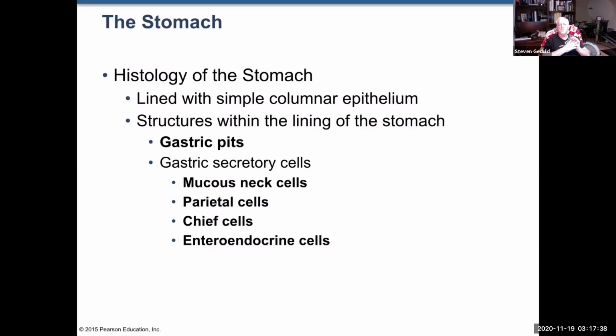Okay. All right, the histology of the stomach. The stomach is lined with simple columnar epithelium. Okay. Structures within the lining of the stomach, your gastric pits, and your gastric secretory cells secrete things into the stomach. You have mucous neck cells, you have parietal cells, chief cells, and enteroendocrine cells. And all those have a different function of what they secrete into the stomach.